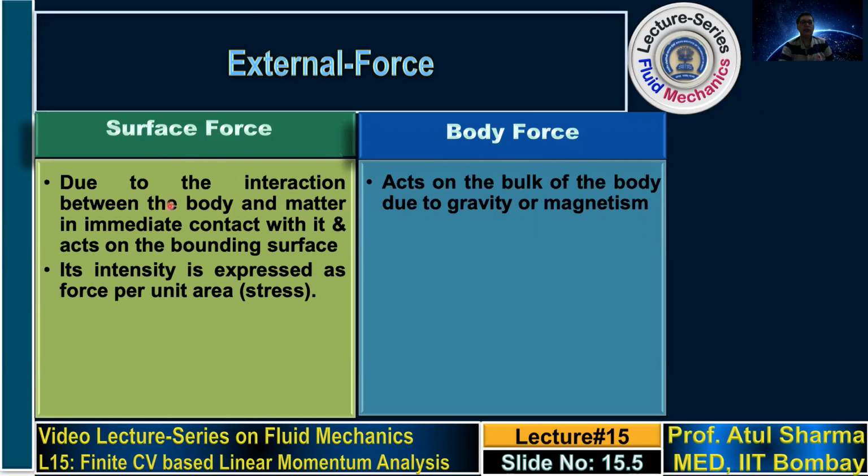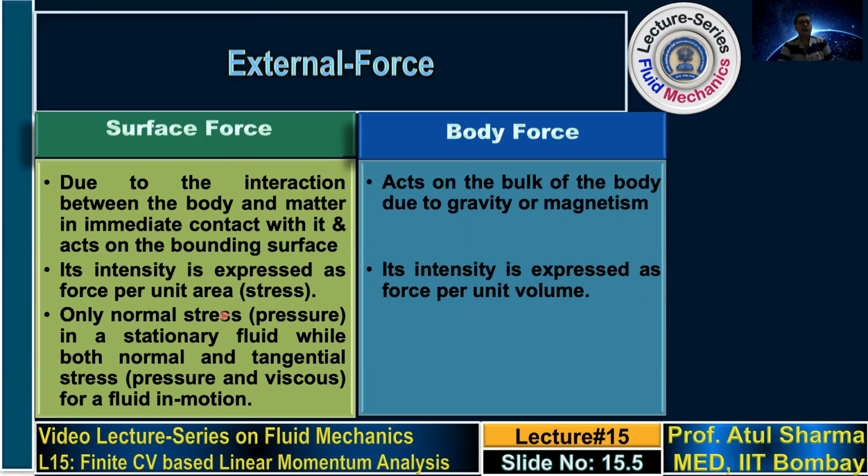We express the intensity of surface force as force per unit area, which we call stress, because this surface force is directly proportional to surface area. Whereas this body force, we express as force per unit volume, since the body force is directly proportional to mass or volume. So this surface force is what you can call a flux variable, and this body force is a volumetric variable.